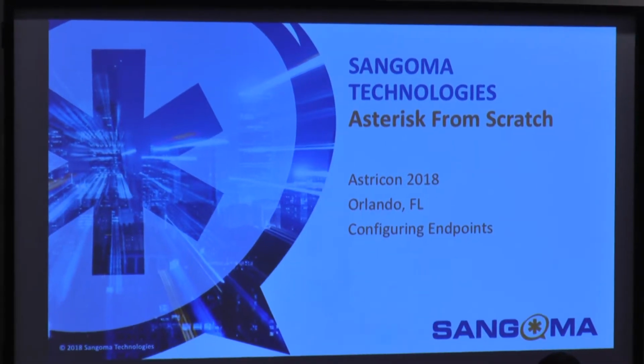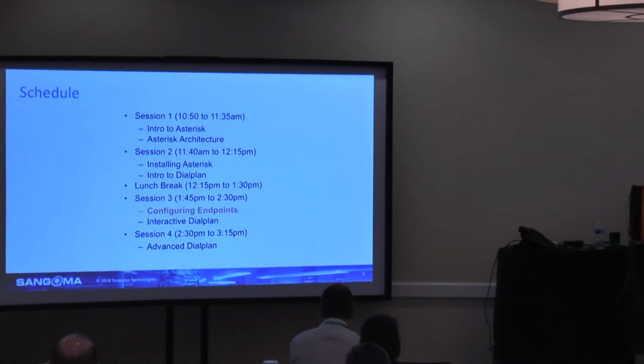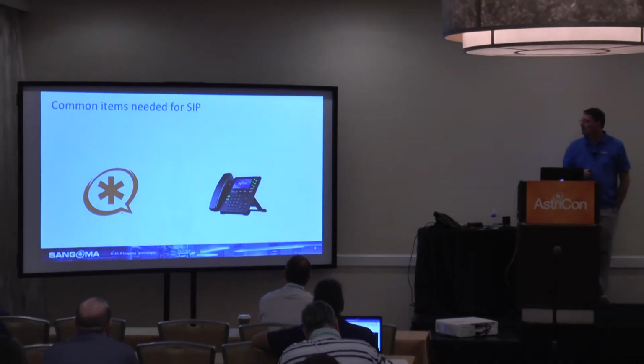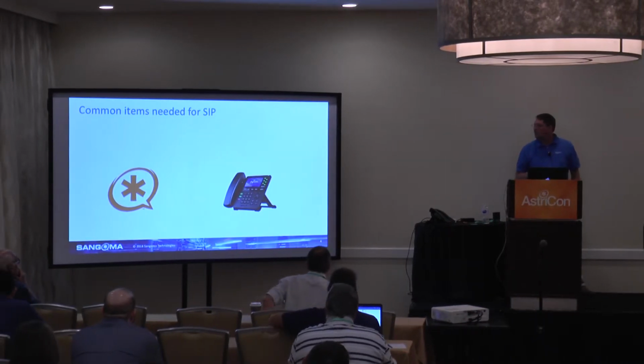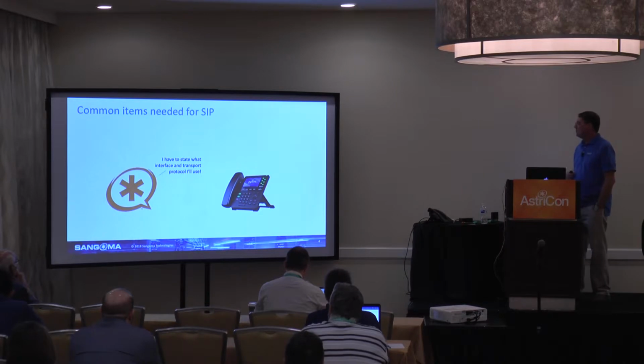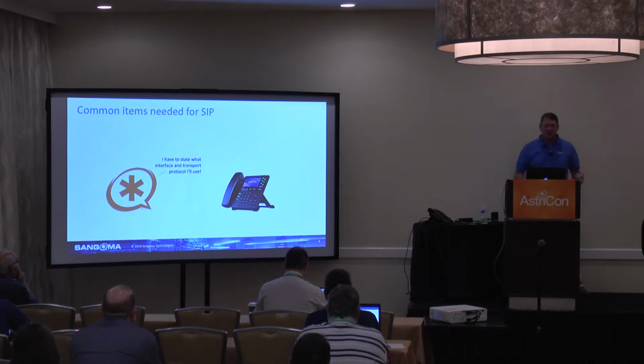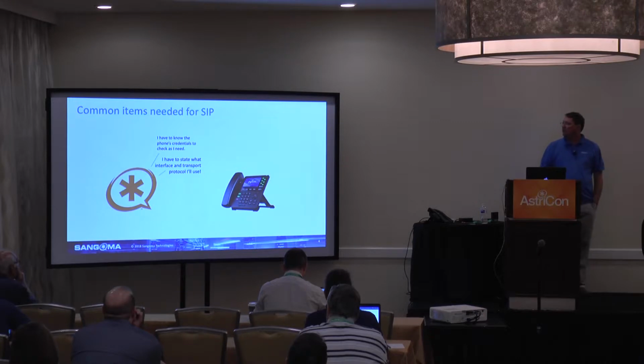So this module's titled Configuring Endpoints. So what do we need when we're configuring a SIP device? We need to know what interface and transport protocol to use, UDP, TCP, TLS, whatever. We need to know the phone's credentials, username and login. This is what Asterisk needs to know.